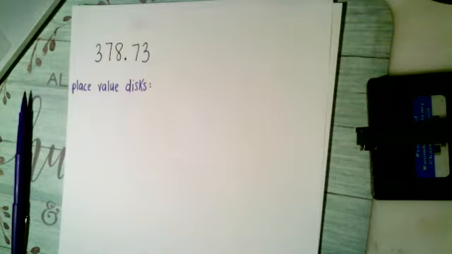Now taking a look at the right of my decimal, I know that the first spot is my tenths place and the second spot is my hundredths place, but I can look at them together and say that this is 73 hundredths. So altogether, my number is 378 and 73 hundredths. Now, if I wanted to model this with place value discs, that's where I draw circles with the values inside.